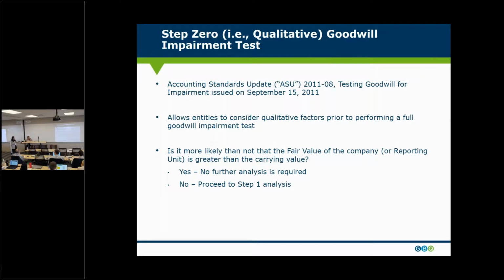So Step 0, the qualitative goodwill impairment test. This allows entities to consider qualitative factors before proceeding on. So they just think about basically if everything's fine, you haven't lost a major client, the market's still doing good, and your industry is still doing well, and have all these qualitative factors that can sometimes point one way or the other. The standard is more likely than not. So yes, no further analysis required. No, proceed to Step 1.